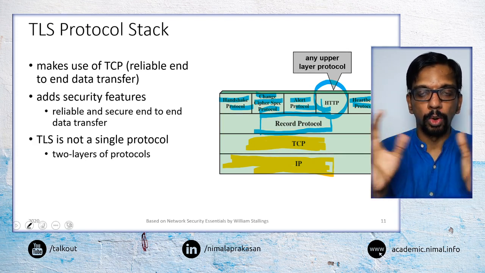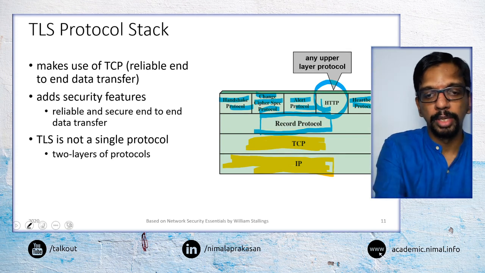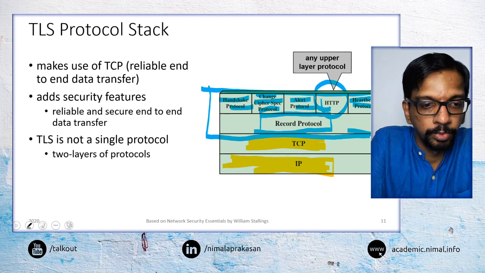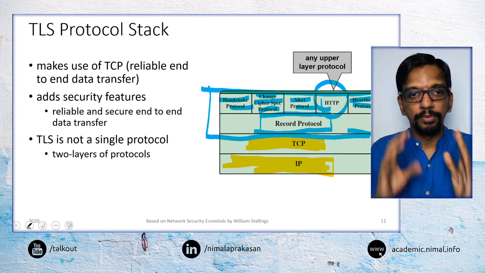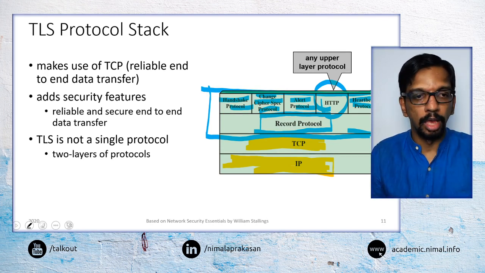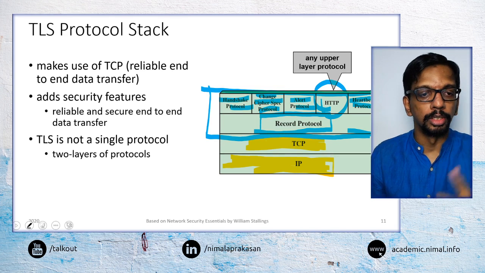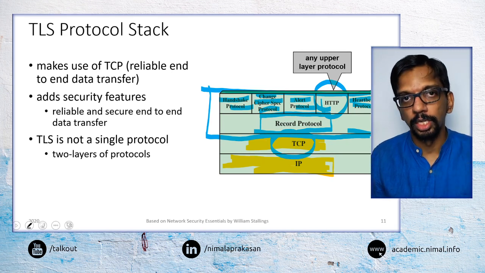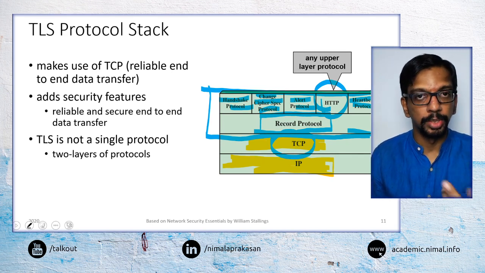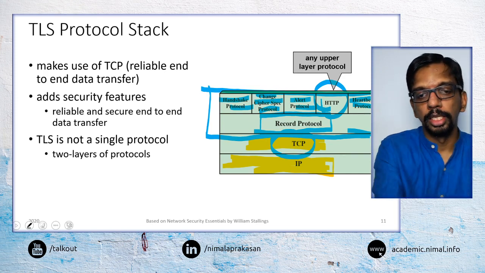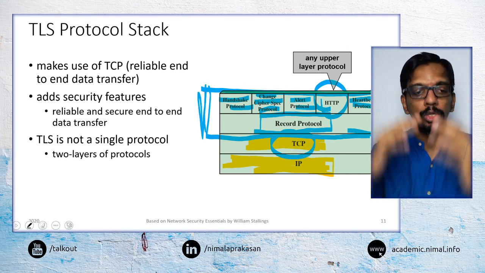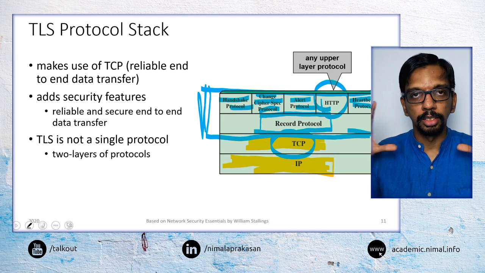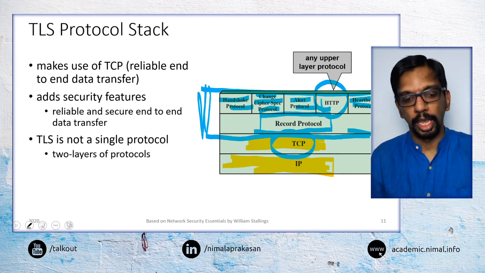So all of these together can be considered as the TLS protocol stack. The main purpose of having these protocols is having a reliable end-to-end transfer by using TCP. So that is one thing. We need to have a TCP/IP connection, and then these protocols add the security features on top of that. So these two layers of protocols combined together is considered as what the TLS protocol stack is.